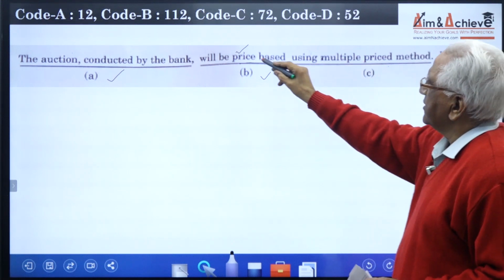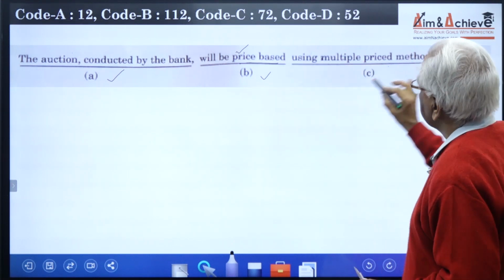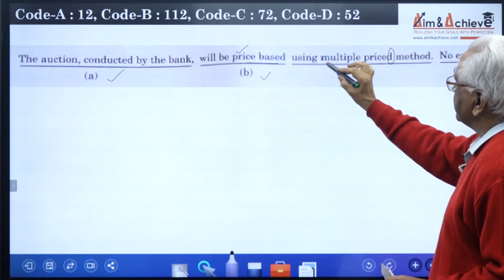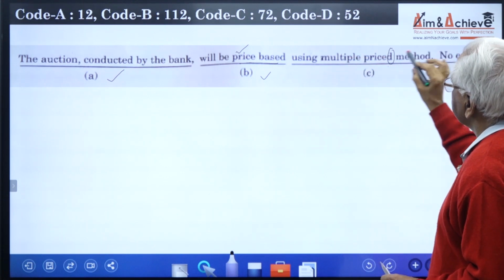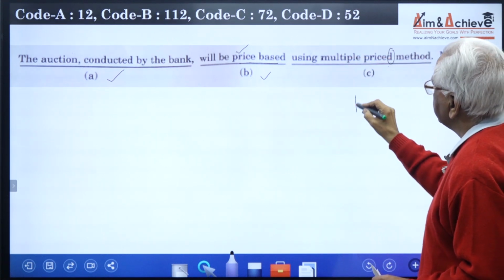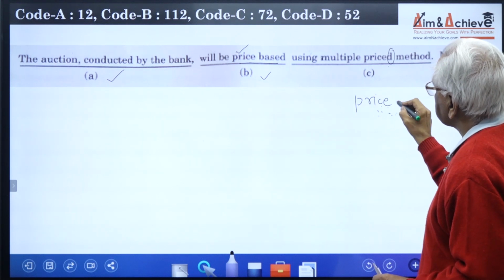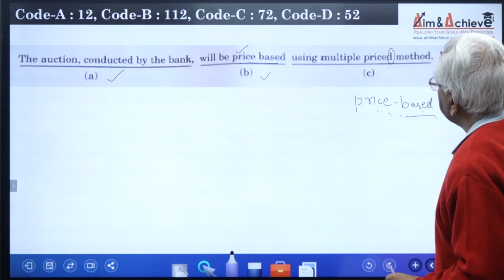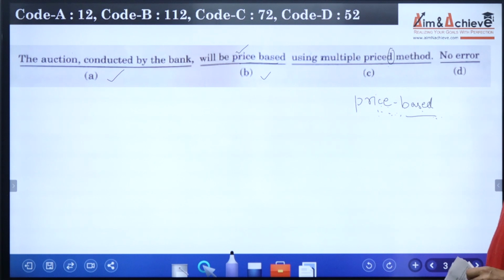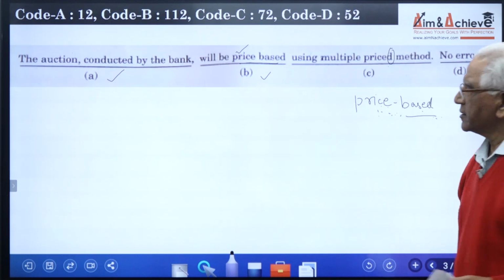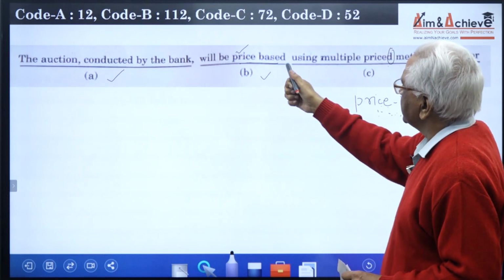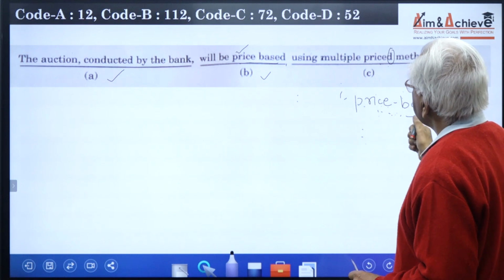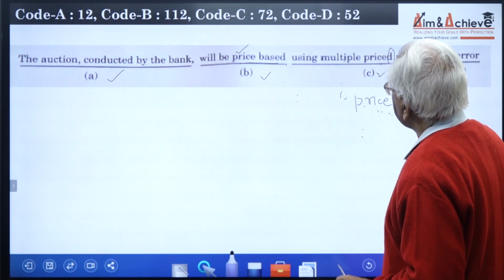Now, if you see here it is price based. There is no D, but here he has used the letter D. So, if you delete this, it becomes very simple. Using multiple price method, or we also can say price based method. The word based is optional. It clarifies it. If you don't use it, still there is nothing wrong grammatically. So we say will be price based using multiple price method, or we can say using multiple price based method. That means the error is in part C.